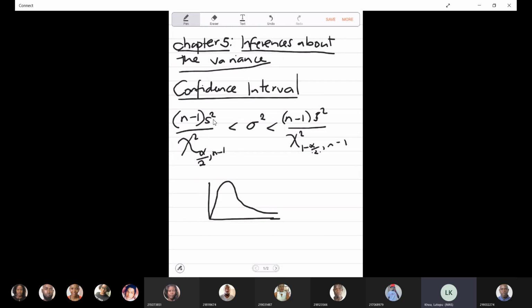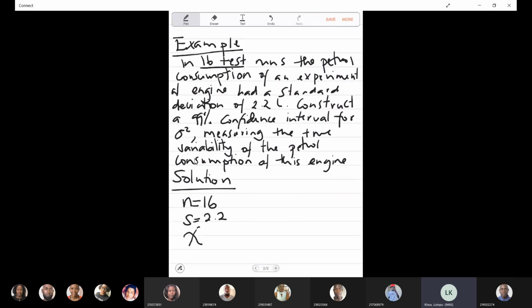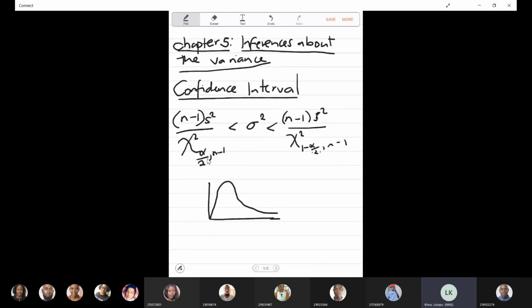So to get S squared, we just square our 2.2. So this one over here, we need to read it from the table. So we look at the chi-square, and here our alpha. So we want a 99% confidence interval. So that means our alpha is 1%, because you always say, what do I need in order to make this 100%? I need 1%, and 1% is just 0.01.